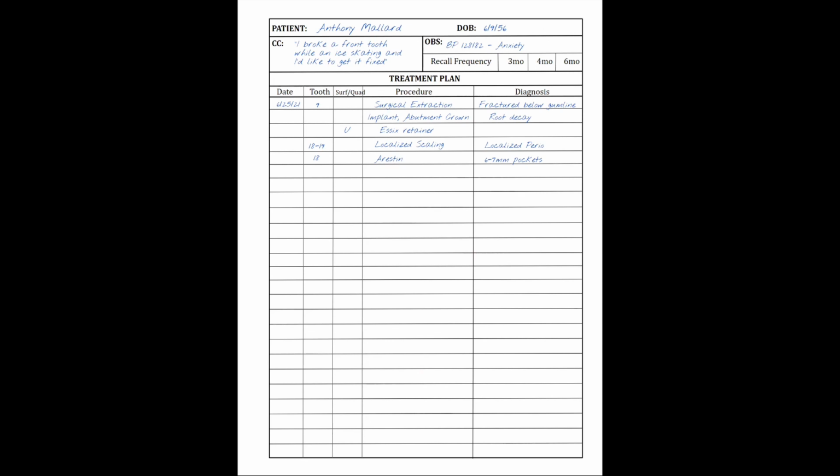And Arrestin is placed on a specific spot. So we're going to use the teeth surfaces to convey that information. So that's going to be on the mesial buccal or MB. So tooth number 18 needs Arrestin on the mesial buccal surface because there's a 6 to 7 millimeter pocket in that area. And the rest of the mouth, the patient needs light scale and prophy. It means there's no infection, there's no inflammation, there's just light scaling and prophy. And because of that, this patient will be scheduled every 6 months.